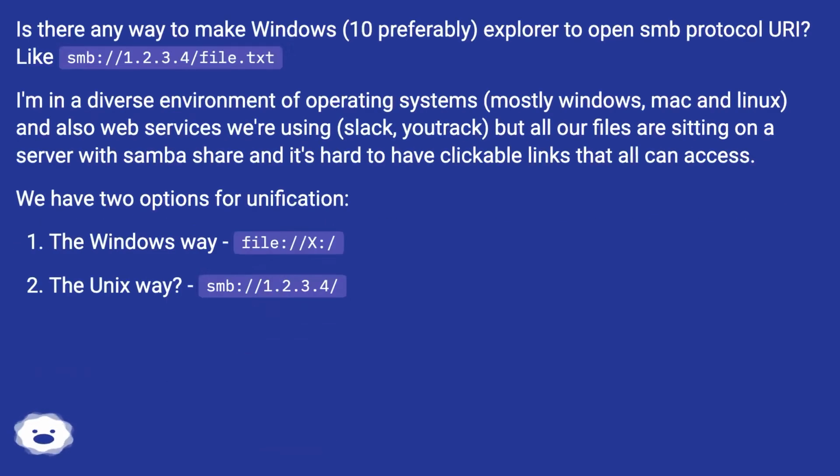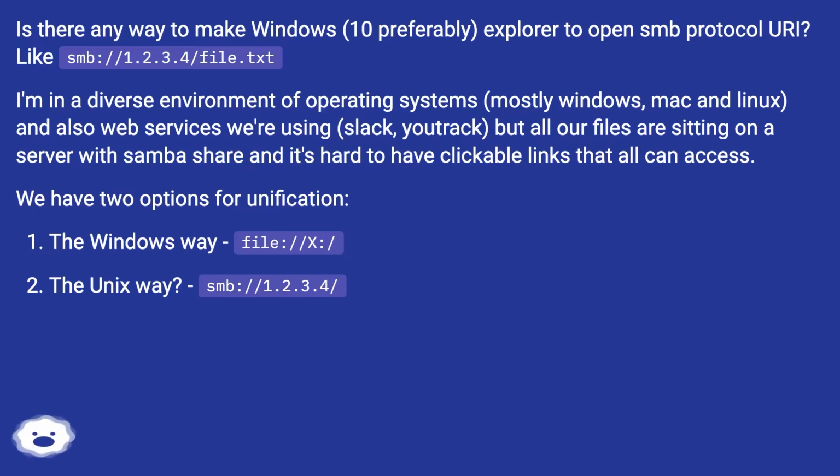Opening SMB:// links on Windows. Is there any way to make Windows 10, preferably Explorer, open SMB protocol URIs like smb://1.2.3.4/file.txt? I'm in a diverse environment of operating systems, mostly Windows, Mac and Linux, and also web services we're using, Slack, YouTrack, but all our files are sitting on a server with a Samba share and it's hard to have clickable links that all can access.